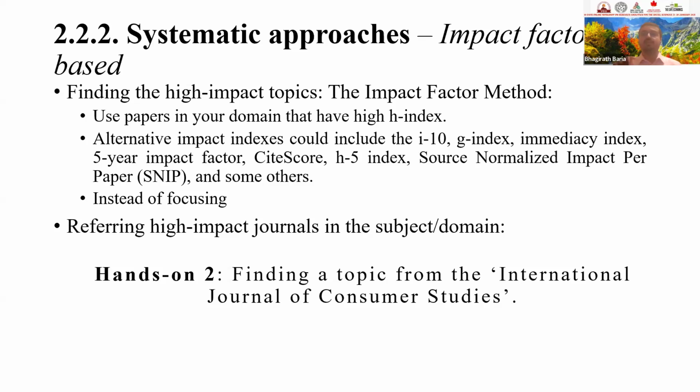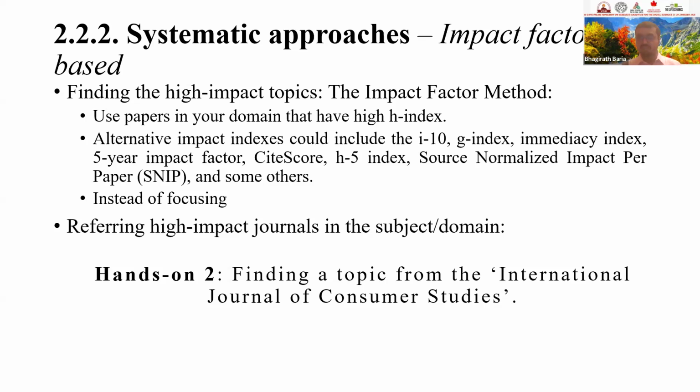It simply says how many of a particular researcher's research papers had at least 10 citations. From a research paper point of view, the I10 index shows how many times that paper has been cited at least 10 times. So if I10 is 5, it has been cited 10 times, 5 times till now. Then there are different indexes like the immediacy index, 5-year impact factor, SNIP index.